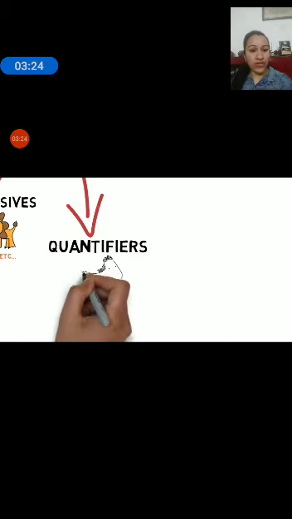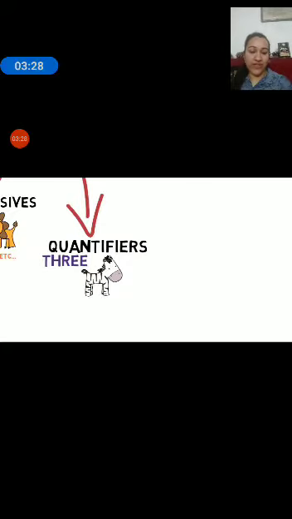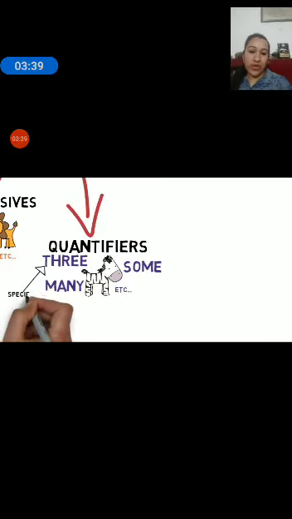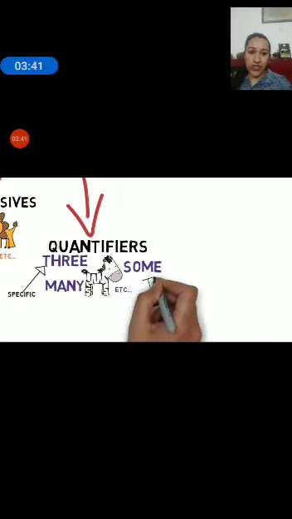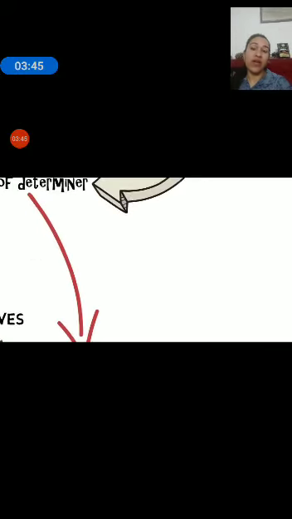Next is quantifiers. They show the quantity. The quantity can be an exact number, 3, 4, 5, 6, 7, 8, and then it is a specific determiner. If you have words like some or many, they are general determiners. So you can differentiate each determiner into specific and general according to what it tells you about the noun.